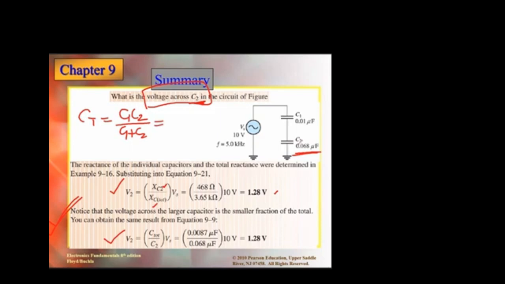So you need to get CT first. Then you can apply the second formula. So C total will be calculated this way. Then you will apply it, and then you will get the answer. But if you apply the first one, you have to calculate XC1 and XC2, then XC total is going to be the sum, because it is treated the same as resistances.